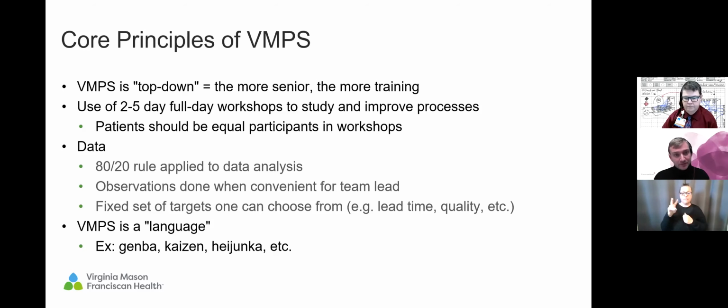VMPS is a language. As I mentioned, we adopted many components from Kaizen and TPS, and there's a lot of Japanese terminology that we use in this organization. We might reference these terms during meetings or when we're out on the Gemba, and when we use them in front of people who might not have that training, it becomes jargon, a barrier to understanding what's being said.